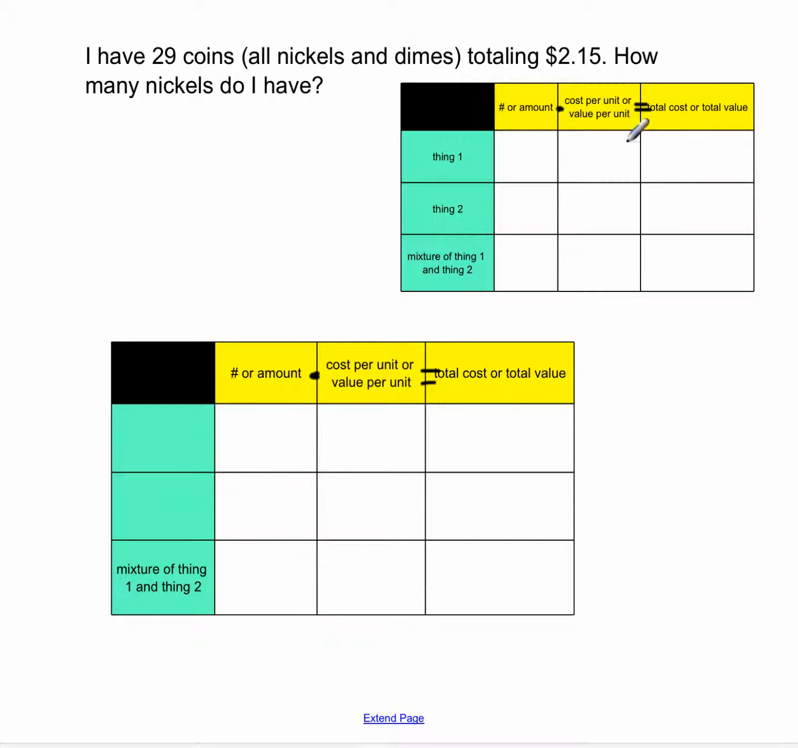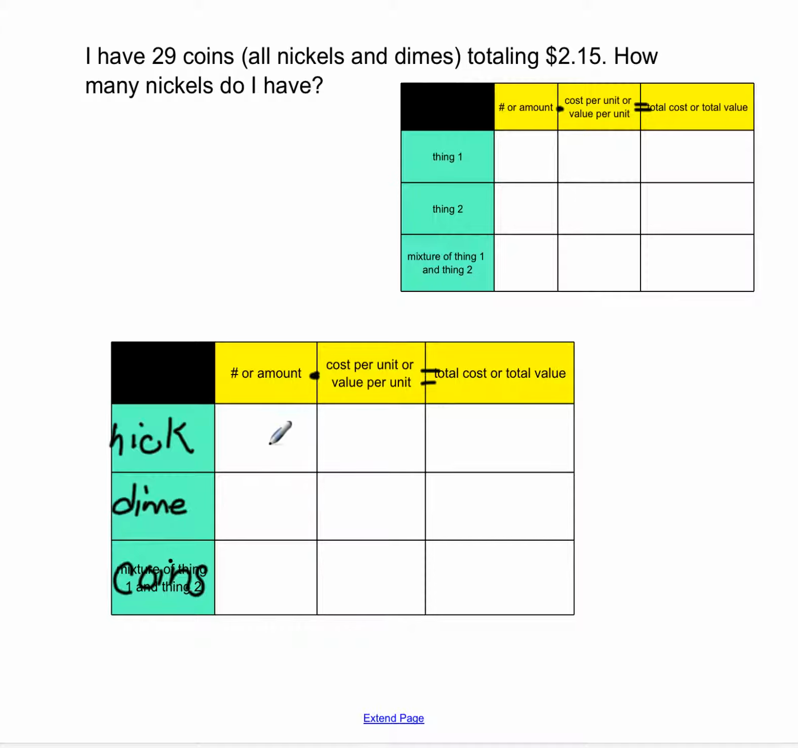Now, I could solve this problem using guess and check. The name of the course, though, is algebra, so we want to use our most efficient way to get there, which is using algebra. So thing one is nickels, and I'm only going to be able to fit the word nick in here, so nick, and dimes. So this row is representing nickels, this row is representing dimes, and this row is representing our mixture, which you can just write mixture, but I'm going to write coins.